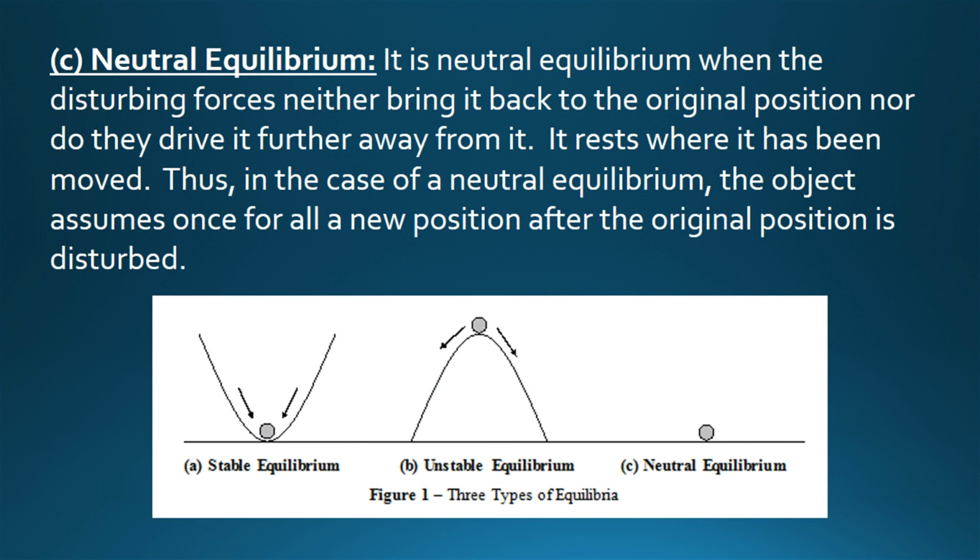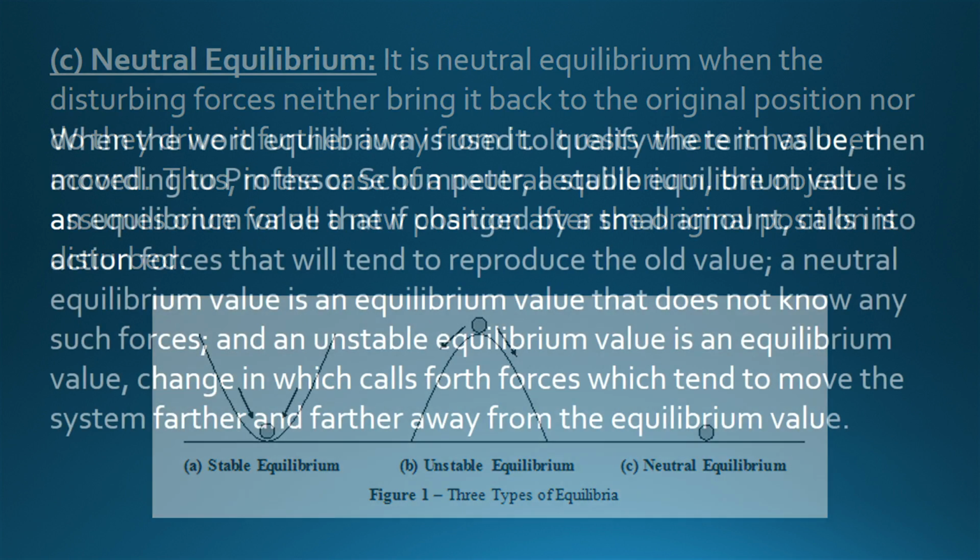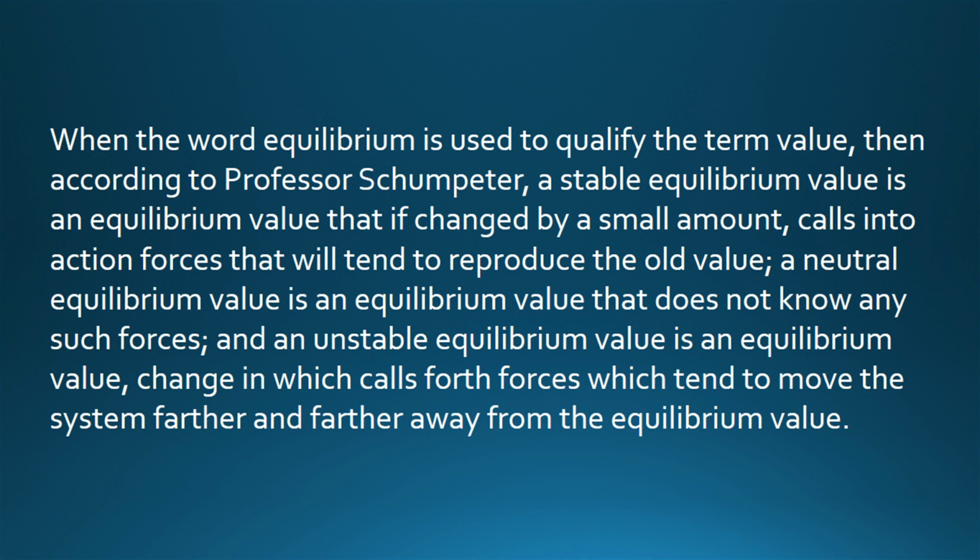3. Neutral equilibrium. It is neutral equilibrium when the disturbing forces neither bring it back to the original position nor do they drive it further away from it. It rests where it has been moved. Thus, in the case of a neutral equilibrium, the object assumes once for all a new position after the original position is disturbed.